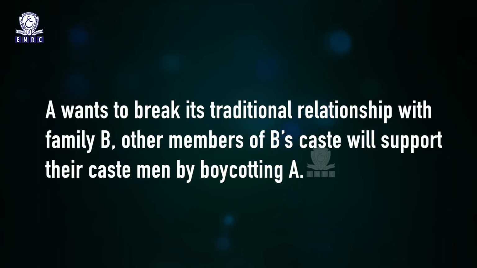The alliances are between families rather than castes. It is at the caste level that they are maintained and enforced. If family A wants to break the traditional relationship with family B, other members of B's caste will support their caste men by boycotting A, so that it cannot obtain the types of services supplied from other sources. One of the enforcing mechanisms of the system is the assumption that family A needs the services of family B as it cannot or will not perform these functions itself.